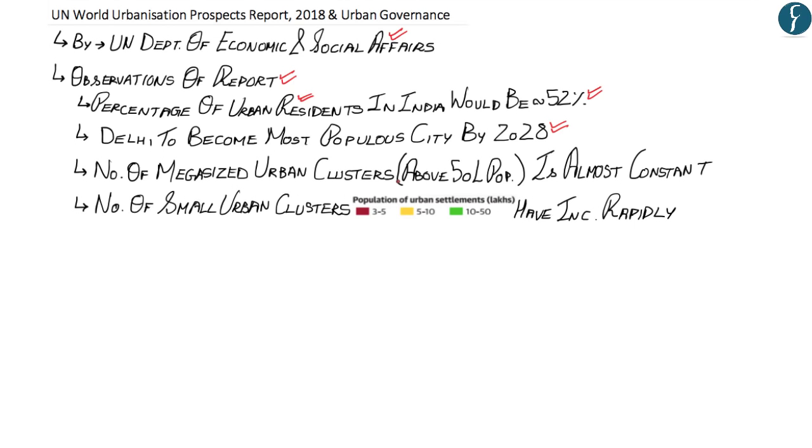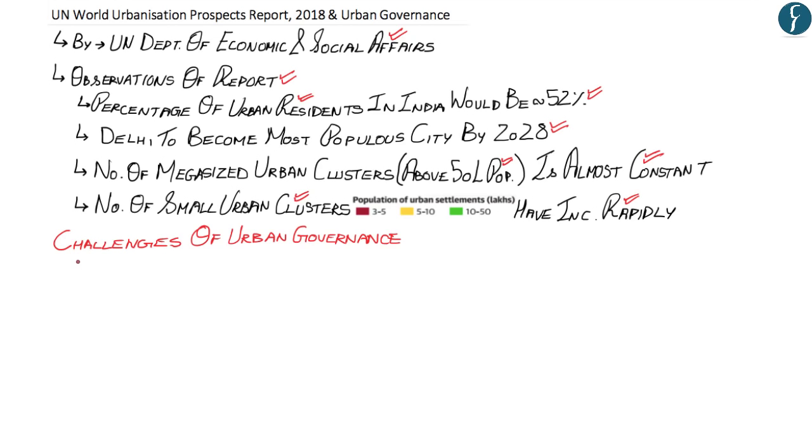Moreover, the report has also observed that the number of mega-sized urban clusters, meaning those with a population of above 50 lakhs, has been almost constant, while the number of small urban clusters, in the population range of 3 to 5 lakhs, 5 to 10 lakhs and 10 to 50 lakhs, has increased rapidly, wherein the population settlements with 10 to 50 lakhs have increased from 34 in 2005 to 50 in 2015. Now hopefully you have understood what the article and the data point highlight with regards to the UN World Urbanization Prospects Report of 2018. Now let us understand the challenges highlighted in the article with regards to urban governance.